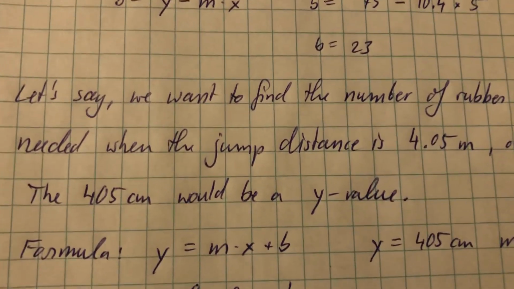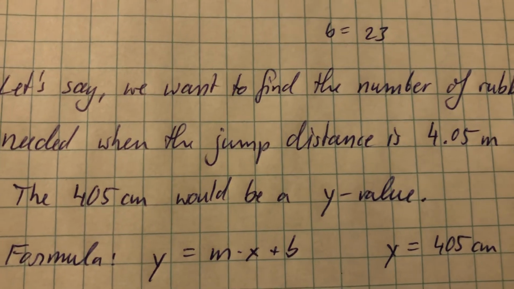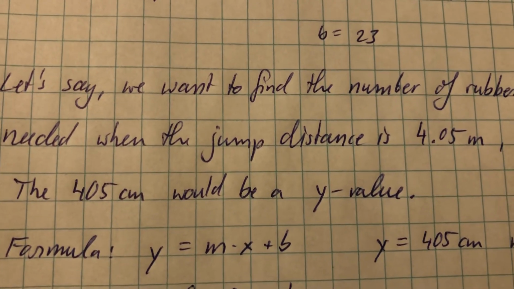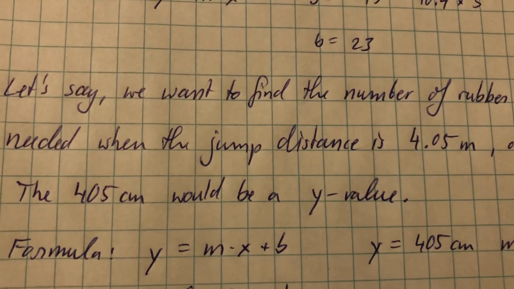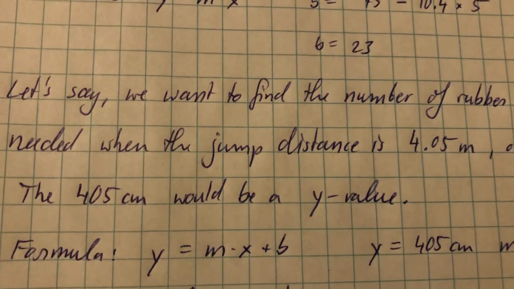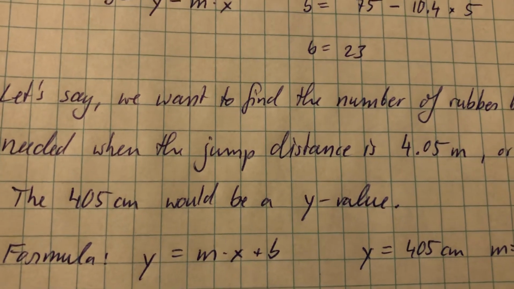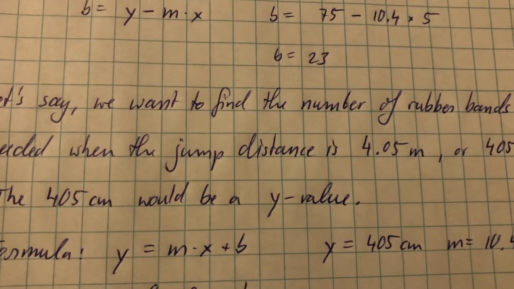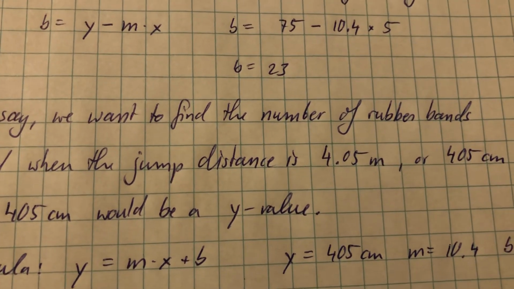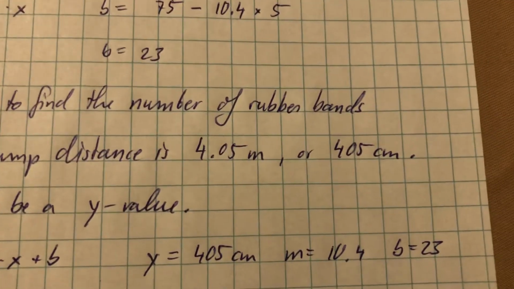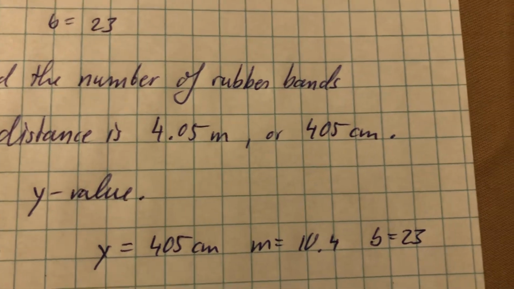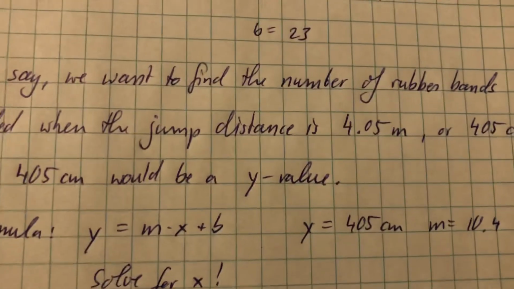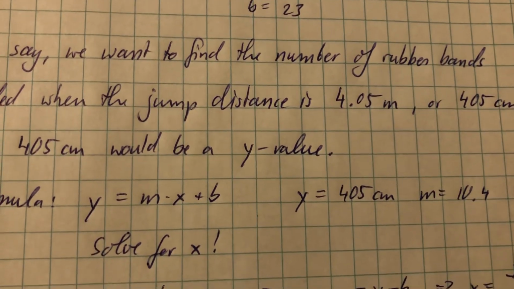We use the same formula, y equals mx plus b. But this time we have to solve it for x. What we know is m, the slope, from our earlier calculations, and b, the y-intercept, also from our earlier calculations. So now we have for y a value of 405 centimeters, for m a value of 10.4, and b was 23. Before we plug those in, we're going to solve this formula for x.